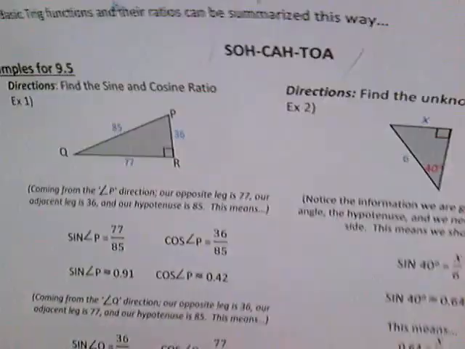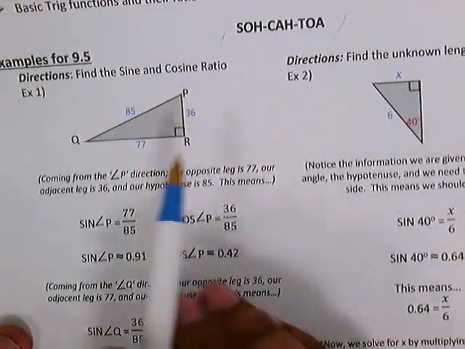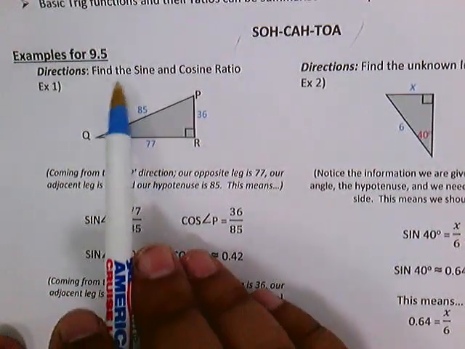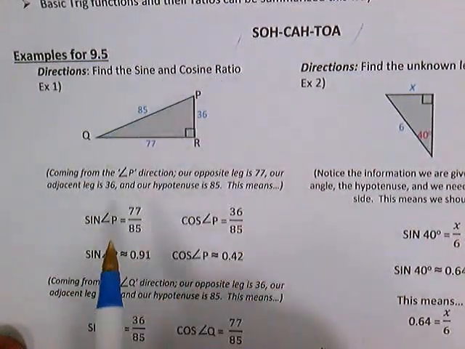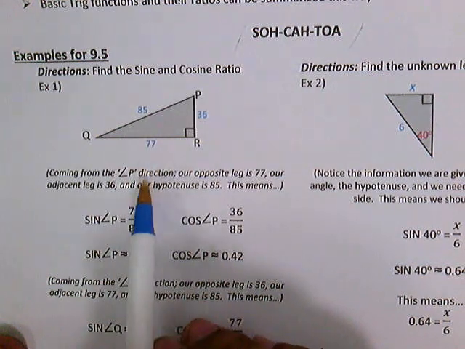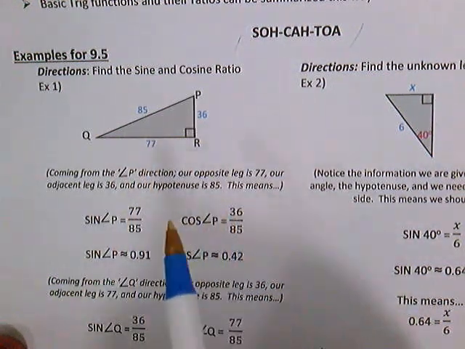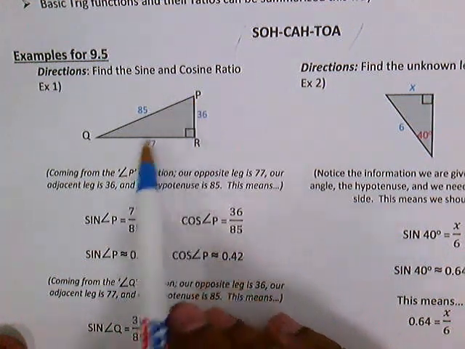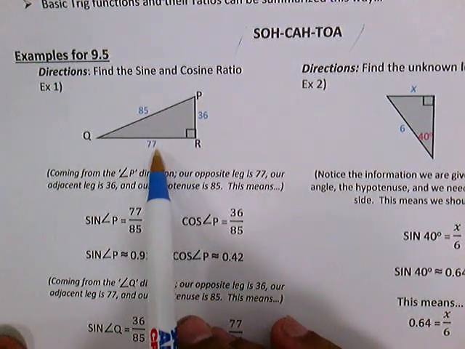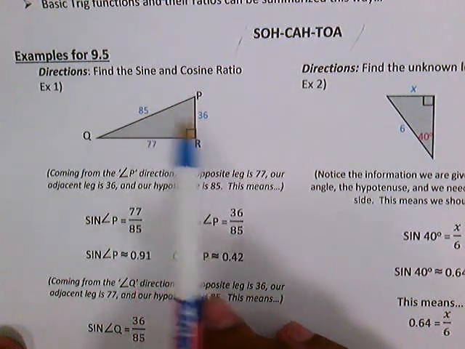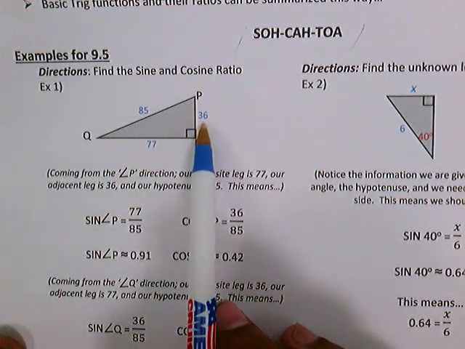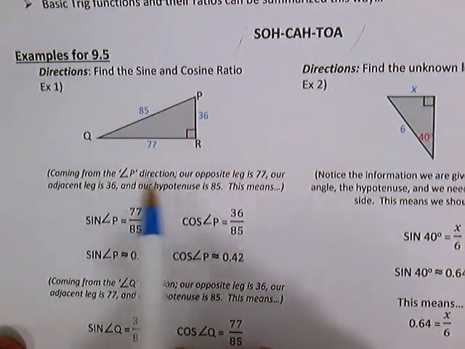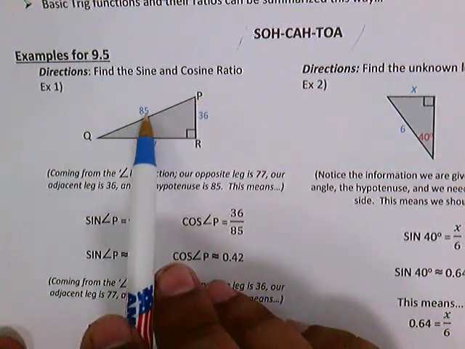All right. Now, let's take a look at a couple of examples here. We have a given triangle. They ask us to find the sine and cosine ratios. Now, it depends on what corner you're coming from, so we need to be specific. Coming from the angle P direction, opposite is 77 and adjacent is 36. And our hypotenuse is 85.